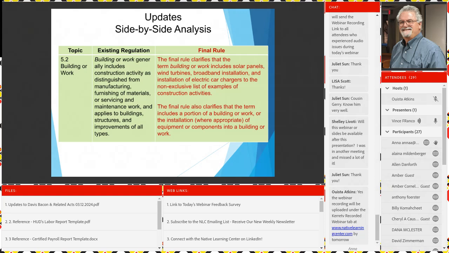Think about it. This hasn't changed in years. You know, the legislation for Davis-Bacon was created in the 70s. There's been very little talk. There weren't any wind turbines or broadband installation back in the day.